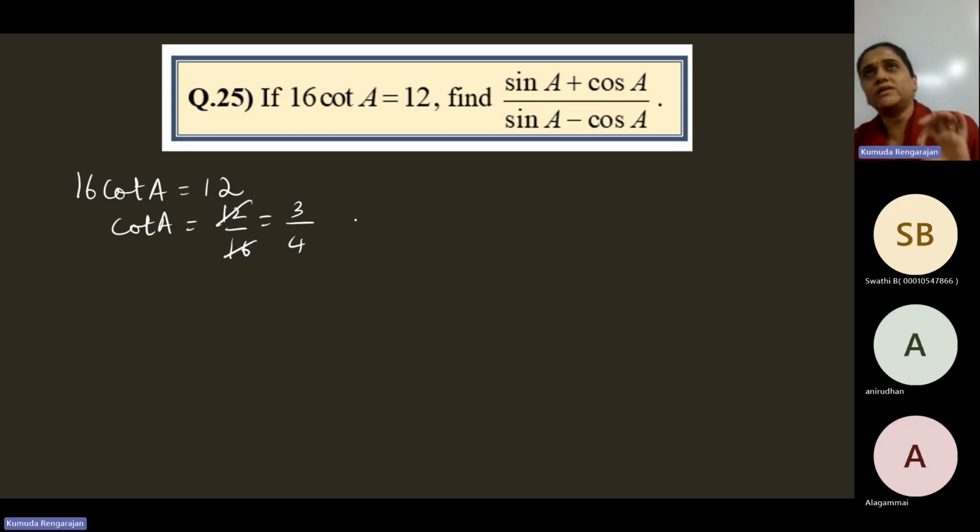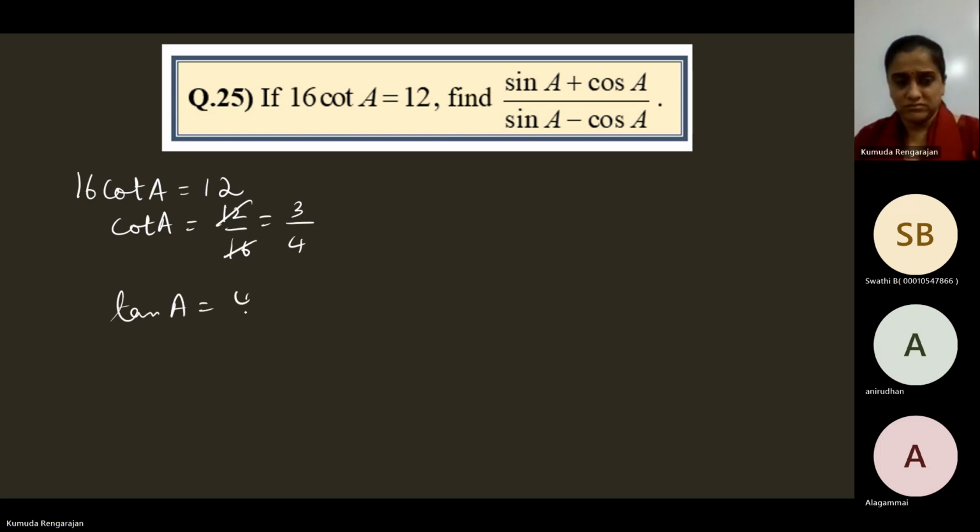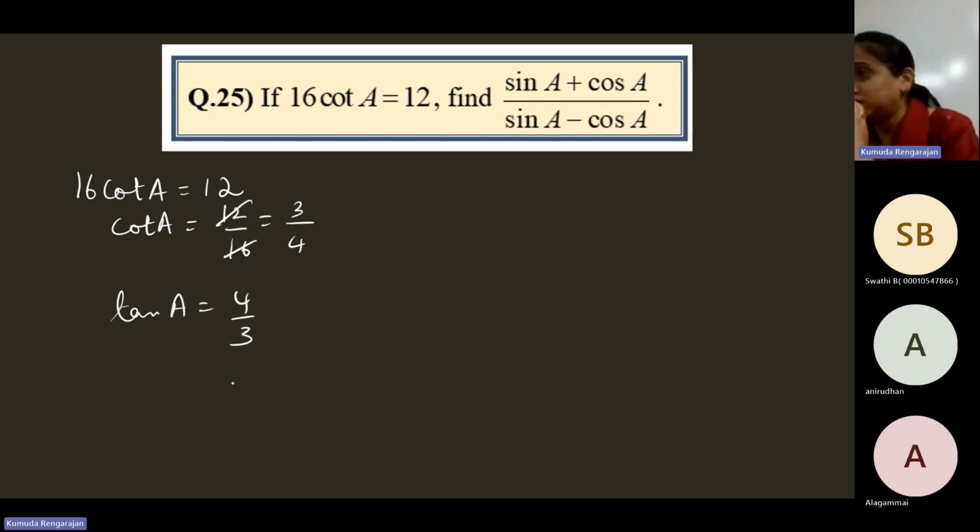Tell me, will you divide the numerator and denominator by sin A or cos A? Sin A. You can get tan A also, because if cot A is 3/4, tan A is 4/3. It's not that you must get cot only in the numerator and denominator. You can even get tan. Anything, but we'll try to get cot only, no?